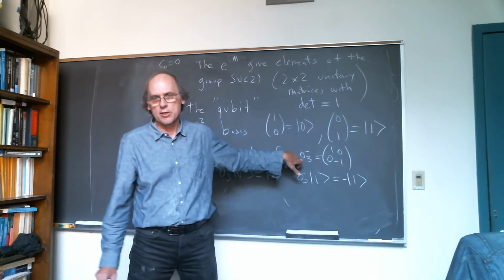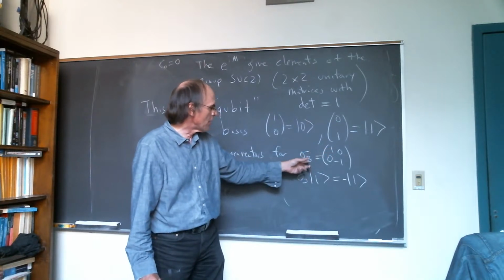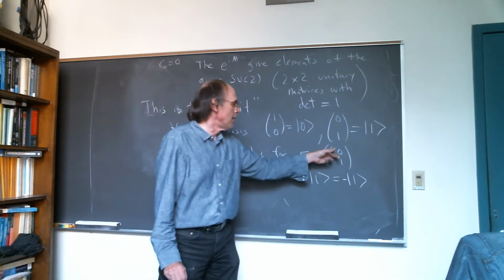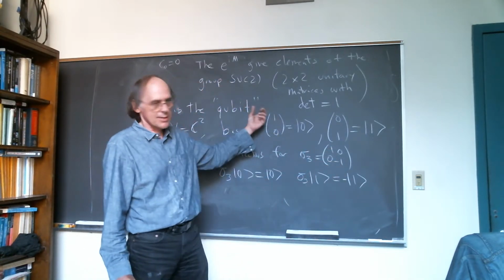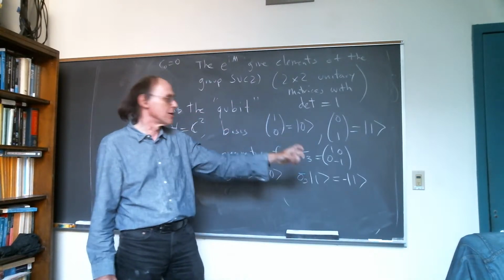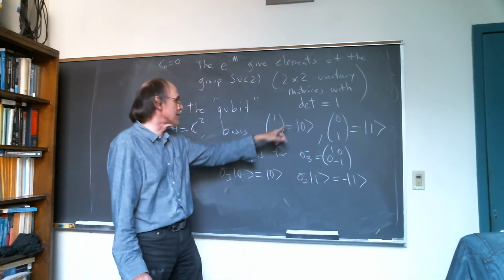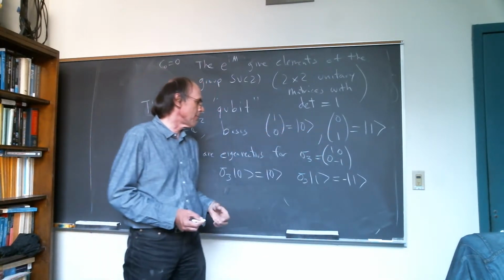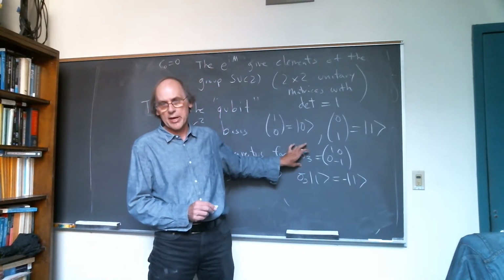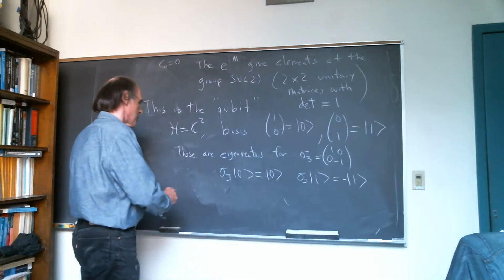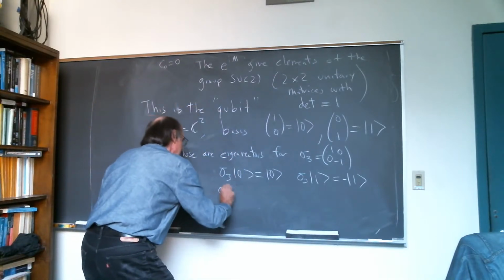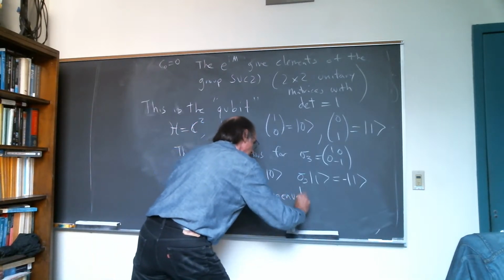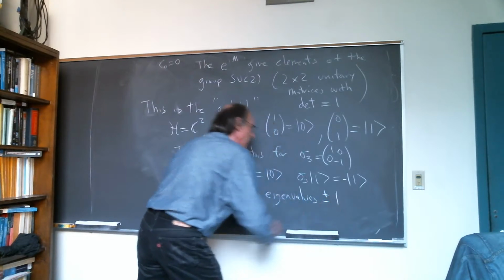But anyway, the point is that when I made the decision to make one of the sigmas diagonal, and I decided to make it the three-dimensional one, then I also picked out a basis in C2, which was the basis of eigenvectors of this diagonal thing, and that's this guy and this guy. So sigma 3 is an observable, and sigma 3 has eigenvalues plus minus 1.